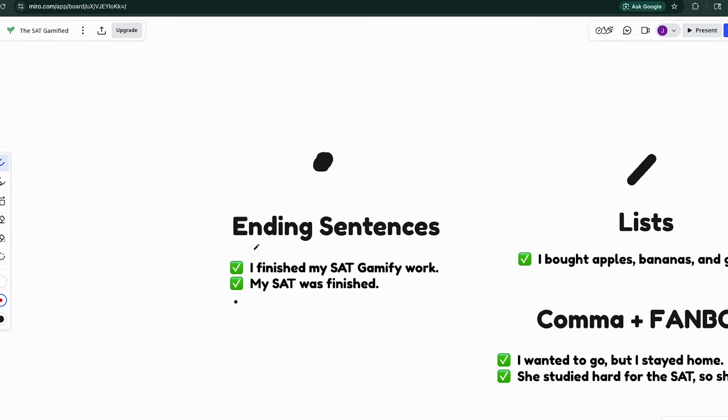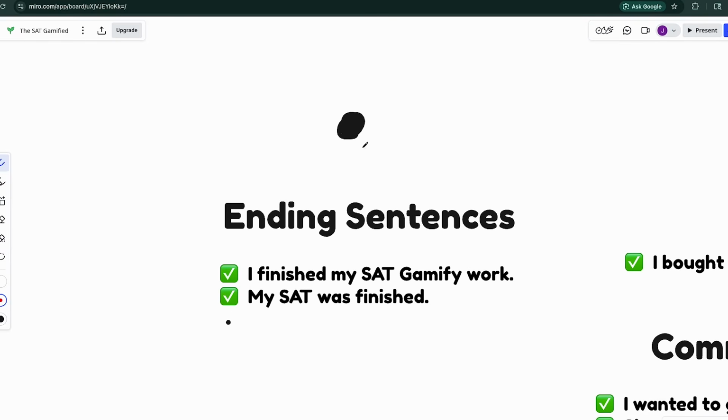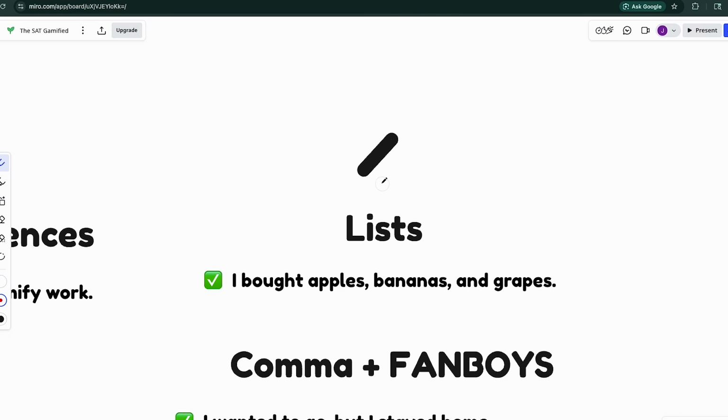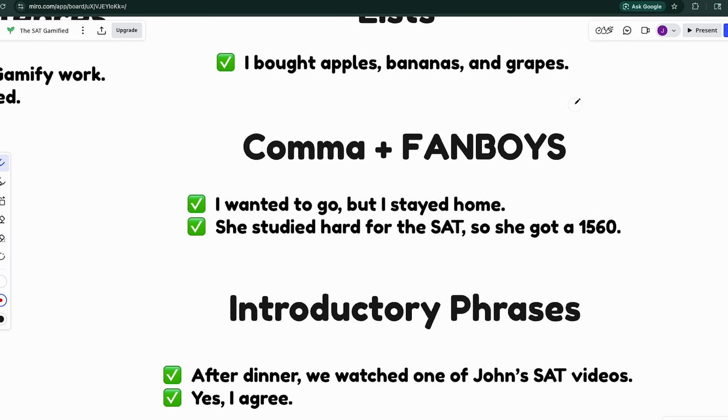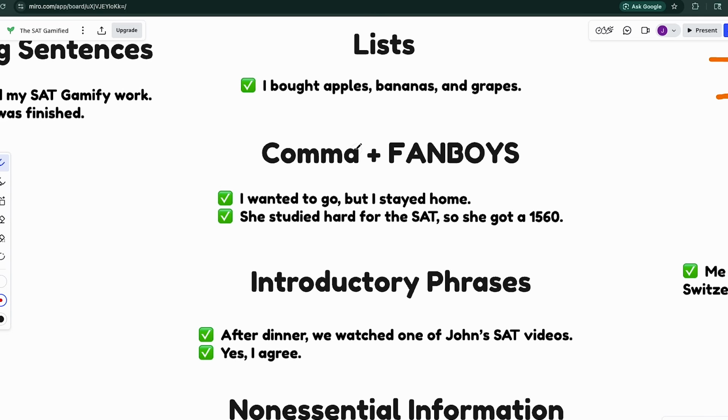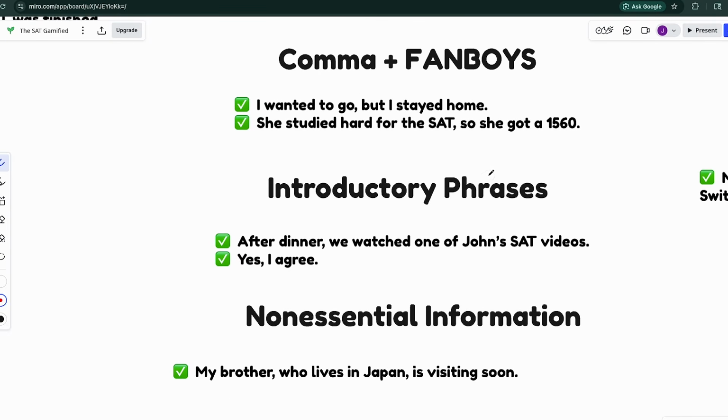Let's talk about the different punctuation you need to know. Periods are only used for ending sentences, like in these examples here. Commas have lots of uses though. You can use them for a list, like for this sentence. Or you can use it for a comma plus fanboy, like I explained above for the independent. Or you can use it for an introductory phrase. So after dinner, we watched one of John's SAT videos.